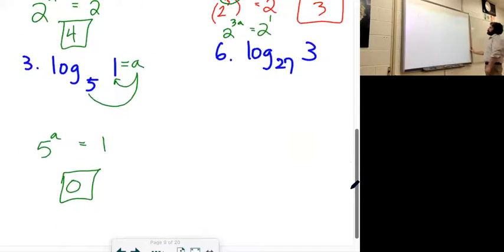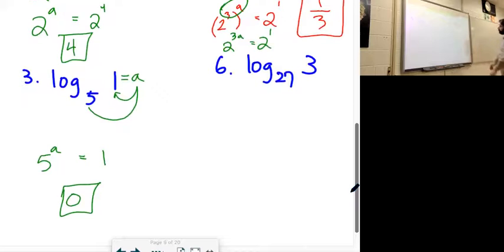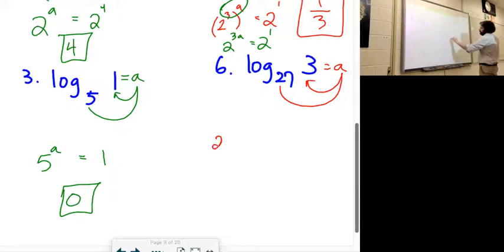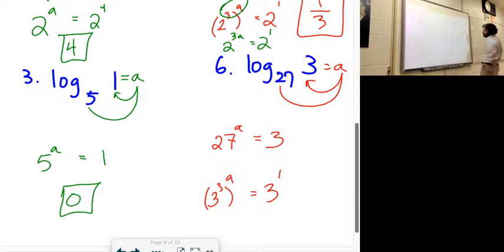And lastly, number 6, log base 27 of 3 equals some exponent we don't know yet. Again, convert: 27 to the a exponent equals 3. I want to rewrite in the same base. Be careful with these. Just our mental math can trick us and we can leave the wrong answer because we're not really focused. 27 can be expressed in base 3. So 27 is really 3 cubed to the a is equal to 3. I'm going to write a 1 here.